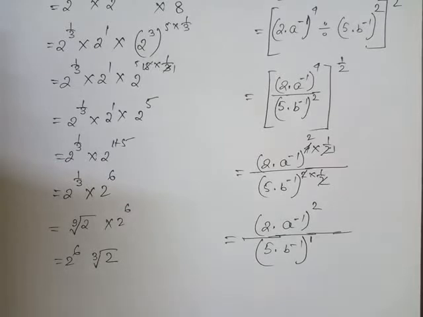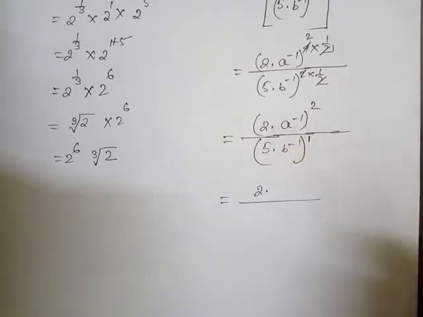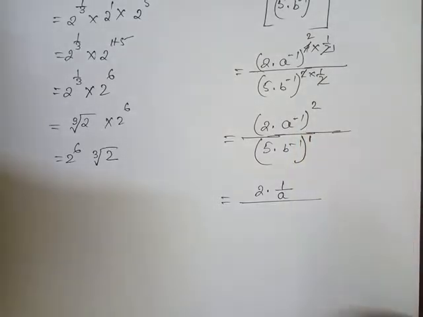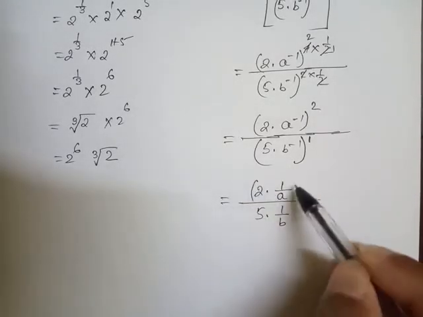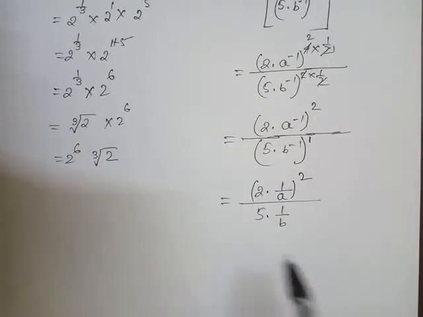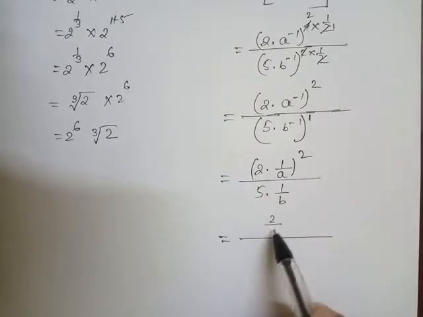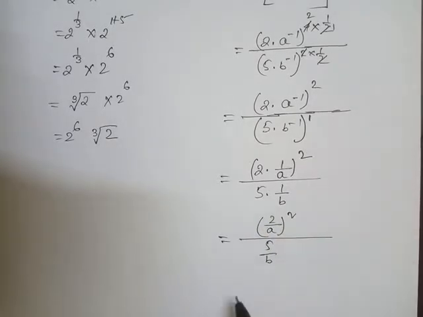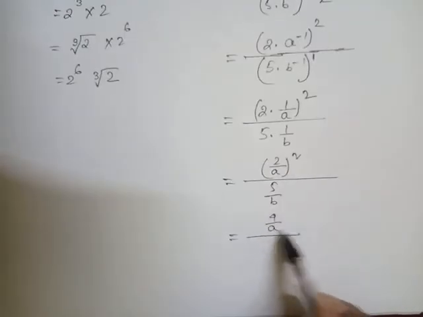Now look student, in the next step, there is 2 into, this is the formula, a to the power minus n equal to 1 by a to the power n. This is the formula. Same here also, 1 by a to the power n, and there is a power 2 only. Now in the next step, if I go for the multiplication, 2 by a whole square, and there is 5 by b. Now in the next step, 2 square is 4, 4 by a, and there is 5 by b.